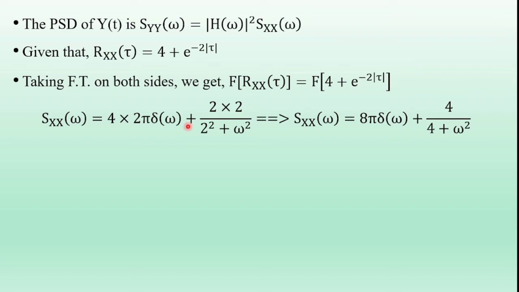We know that the Fourier transform of e power minus a mod t is 2a by a square plus omega square. So the Fourier transform of e power minus 2 mod tau, where a is 2, is 2 into 2 by 2 square plus omega square. Therefore Sxx of omega is equal to 8 pi delta of omega plus 4 by 4 plus omega square.